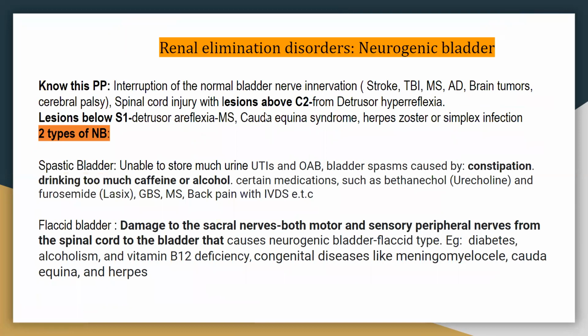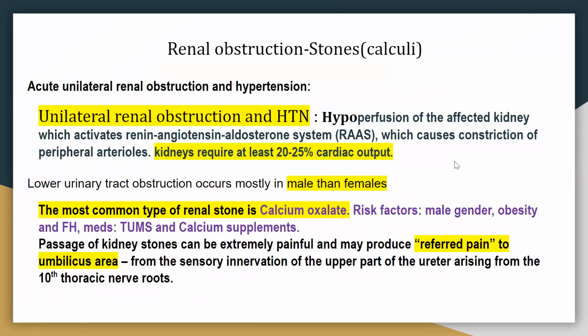transient incontinence. In this slide, I have a little pathophysiological sentences on neurogenic bladder, which is also an elimination disorder. There are two types, spastic and flaccid. This comes on boards all the time, especially with the spinal cord injury patients and alcohol. So memorize this slide and know where the lesions are, above and below, caused by the detrusor hyperreflexia. And if it's below S1, it is detrusor areflexia. Same with cauda equina syndrome. This is often seen on these boards.